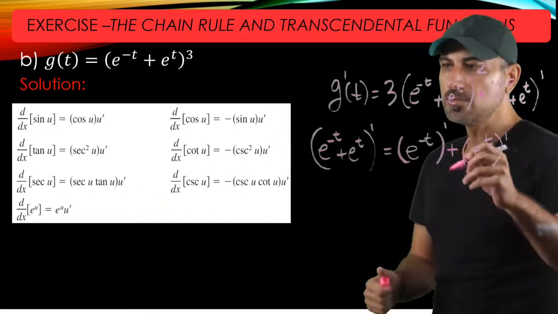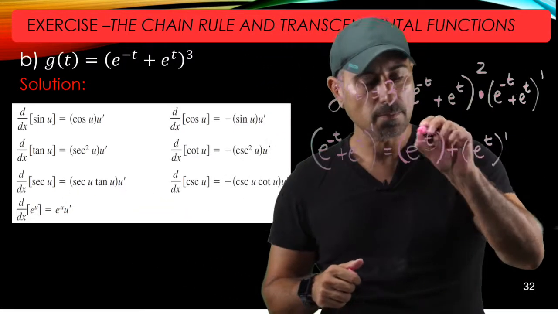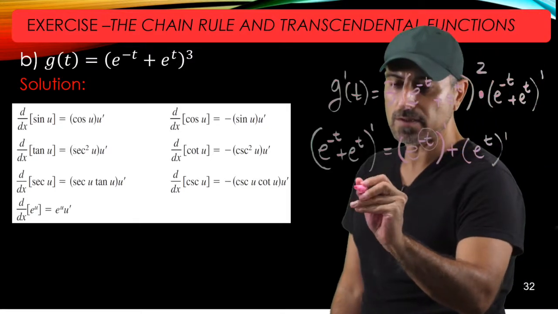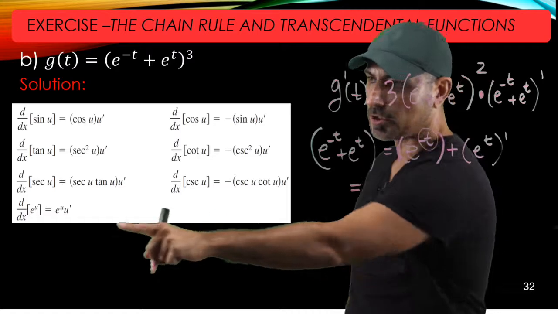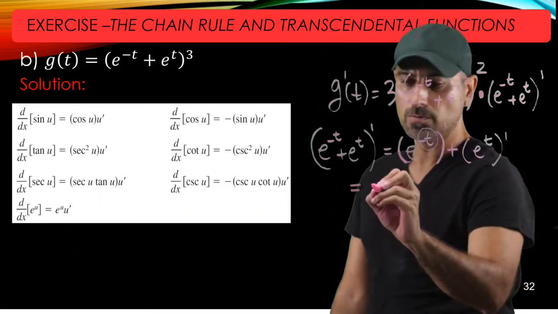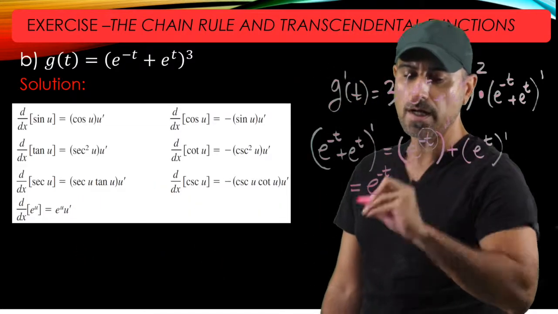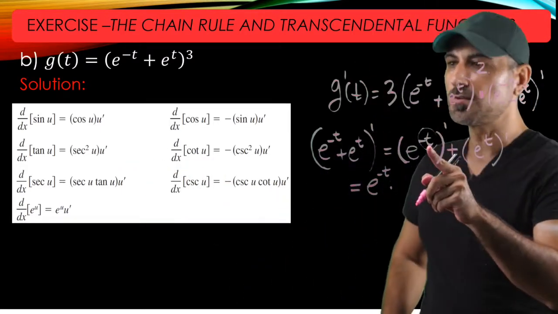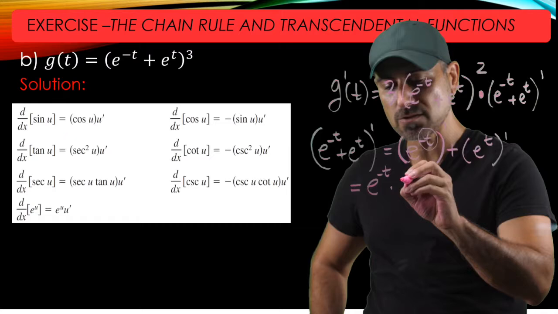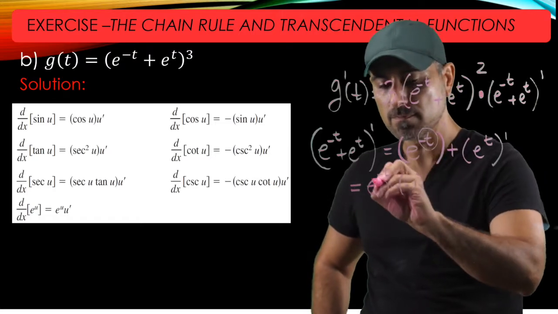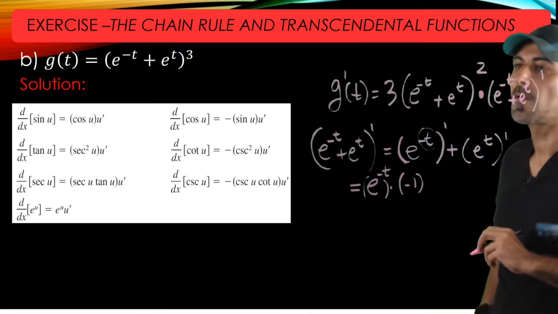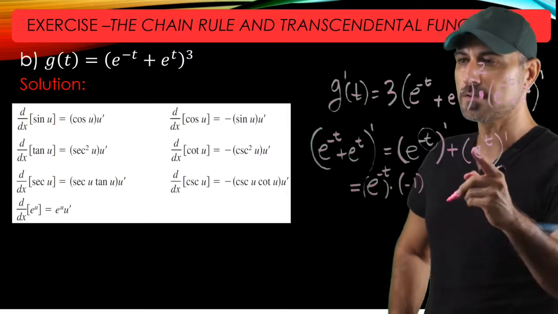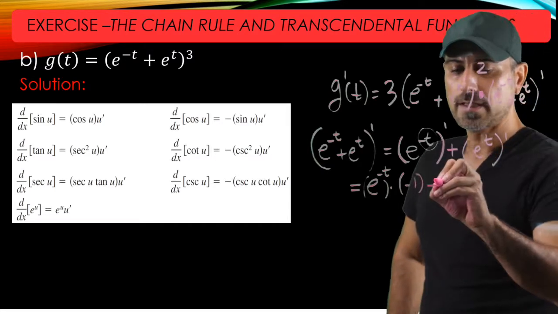Who is u for the first part? That's minus t. So essentially the derivative of this is the same function, e to the u, times the derivative of the exponent, u prime. And the derivative of minus t here is just minus 1. And for this one, this is already a known derivative. It's the derivative of e to the t, that is e to the t.